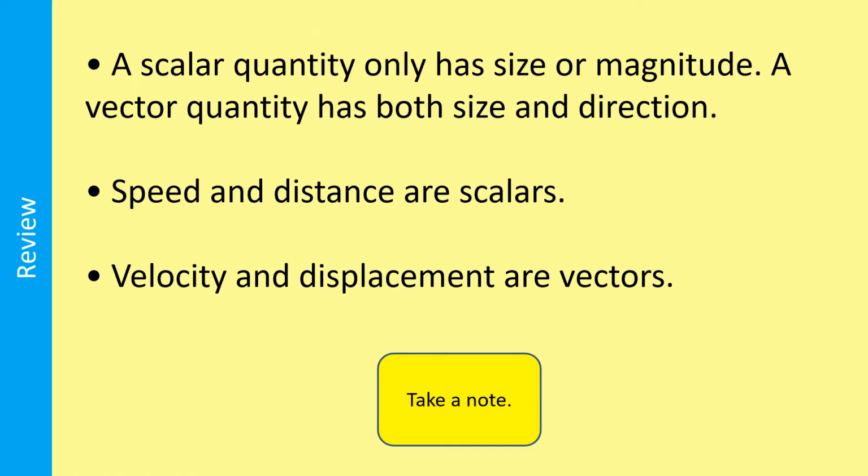You should have remembered that a scalar quantity is one that has only size or magnitude. Those two words mean the same thing, size and magnitude. A vector quantity has both size and direction. And from our starter activity, you should have remembered that speed and distance are scalars, whereas velocity and displacement are vectors.